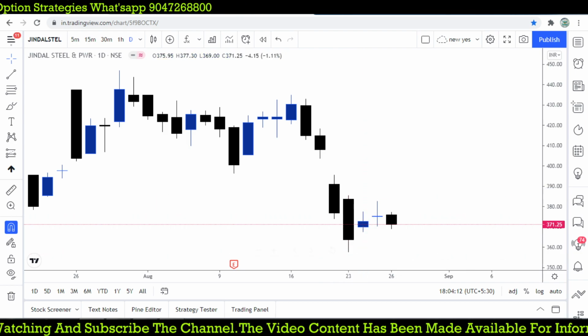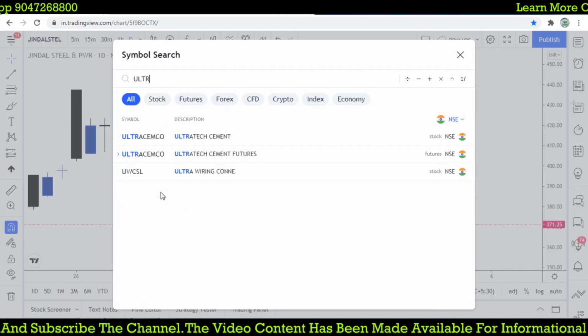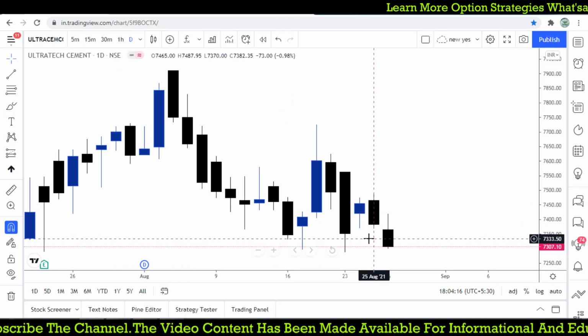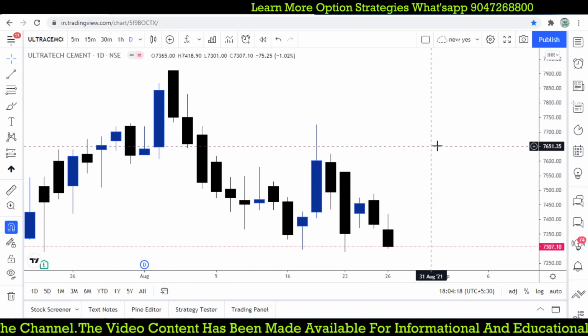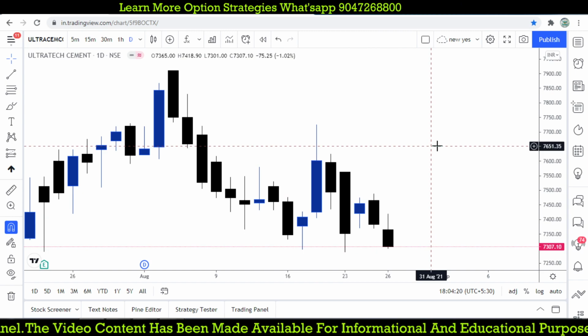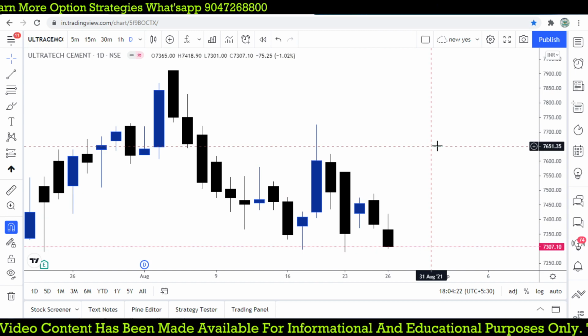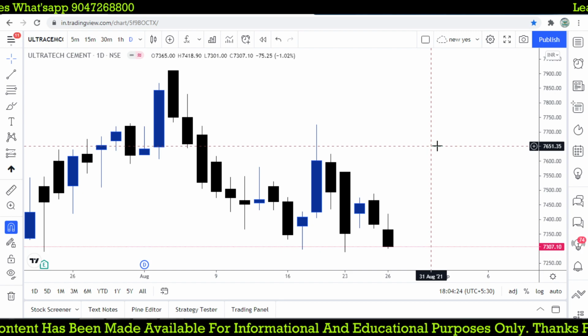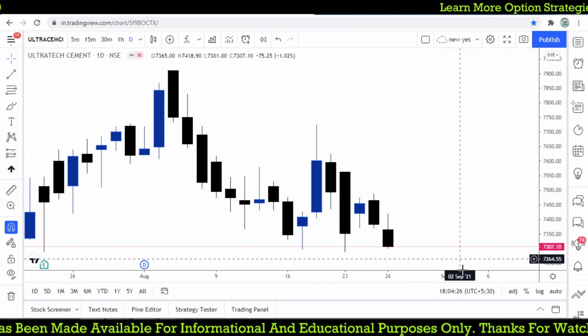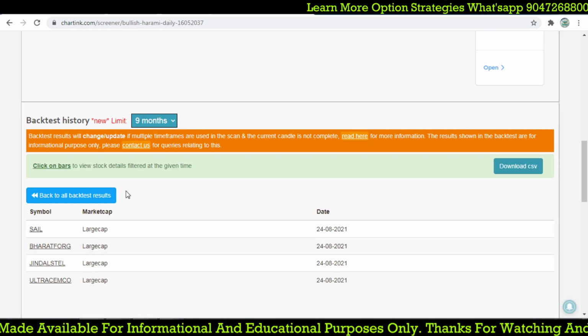And finally, UltraTech Cement. Again here, it has still not broken that high. So we will find the pattern whenever we get an opportunity, and we are going to trade on that. So that is what is important, where we are following that kind of bullish and bearish RME.